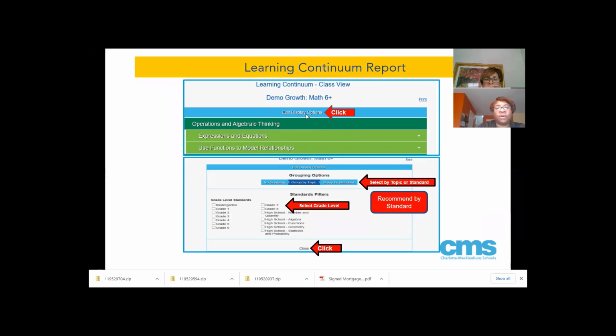You're going to click on the words edit display because you want to change how the information is displayed in the learning continuum. When you click on edit display, it will open up a screen on the bottom like this. And you want to click group by standards because we are a standards-driven district. And then you want to click the grade level that you teach, and then you want to close it. Once you close it, it will take you back to this original screen, and then you click on the topic that you want to look at.